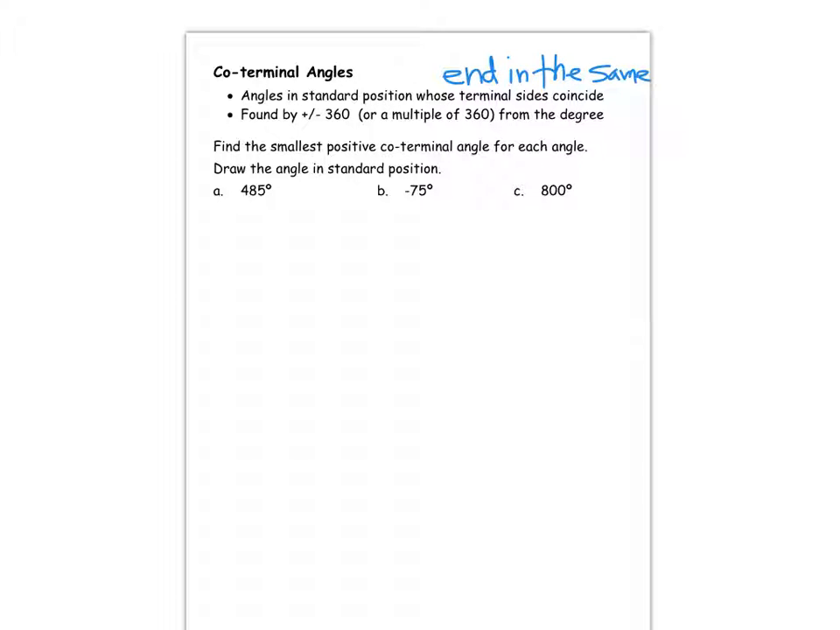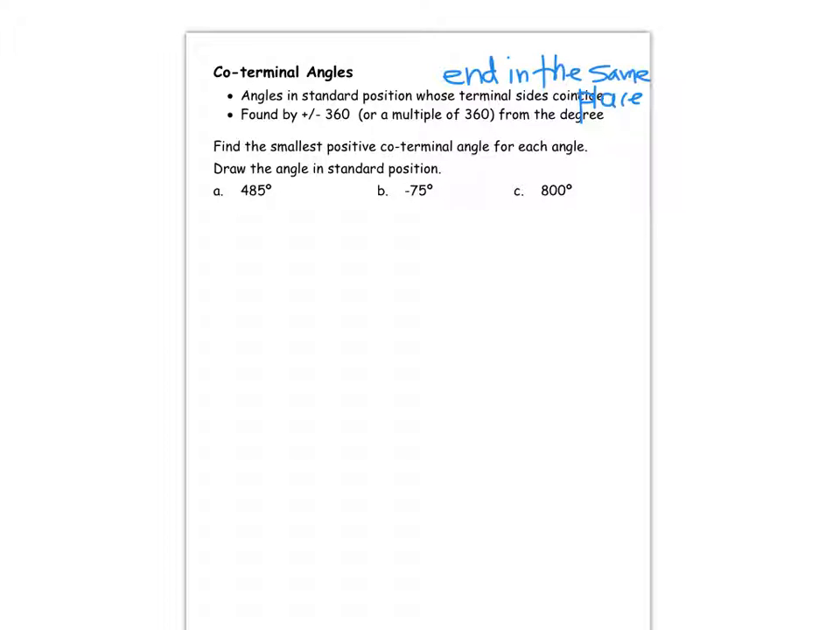Okay, that can happen when one is positive and one is negative. One rotates clockwise, one rotates counterclockwise, and they end up in the same spot. Or that can happen when you add or subtract 360 degrees, or several 360 degrees. So the angle is making laps around the circle before it stops. So my advice for drawing coterminal angles is to always find the smallest positive coterminal angle and then draw that. Okay?